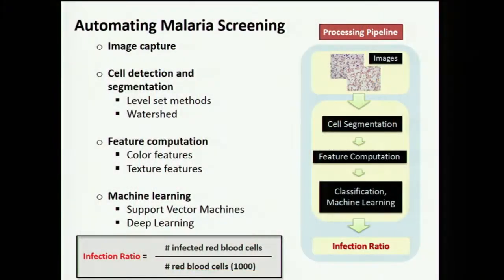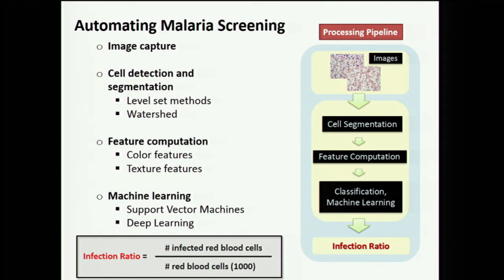Mathematically, we use methods like level set methods. These are image segmentation techniques, or also watershed to segment the cells. For feature computation, we use, as I mentioned, color features and texture features because they are able to discriminate between infected and uninfected cells. And for classification, we have experimented with two methods: support vector machines and deep learning.